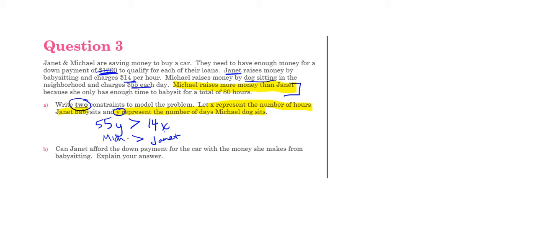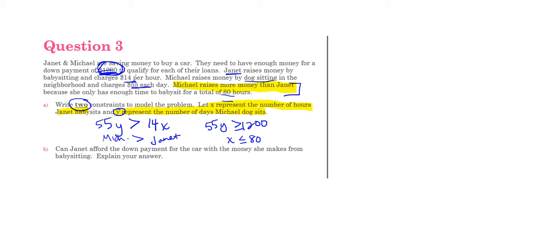Another scenario: I know that I'm trying to raise this $1,200, so Michael needs to raise greater than or equal to that $1,200 in order to have the down payment for the loan for the car that he's trying to buy. Now, it's not quite as straightforward for Janet because Janet only has enough time to babysit for a total of 80 hours. So Janet's hours, her X value, is going to be less than or equal to 80 because she doesn't have any more time than those 80 hours.